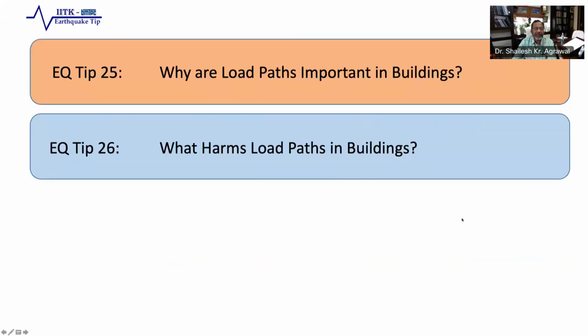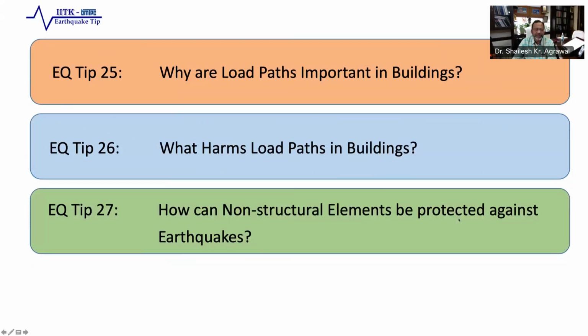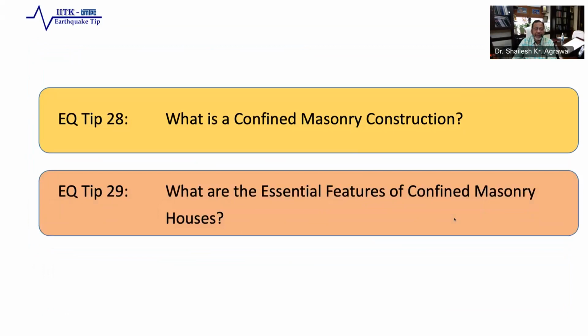In earthquake parlance, it is very important to have clear and simple load carrying paths of loads from the structural system to the soil underneath. This is called load path and explained in tip number 25 and tip number 26. Tip number 27 is on non-structural elements such as furniture, almirahs, cladding, water tanks, cables, ducts, elevators, and their performance during earthquakes. In India, buildings are normally constructed as unreinforced masonry, which suffer damage during earthquakes, and therefore it is necessary to reinforce the masonry buildings.